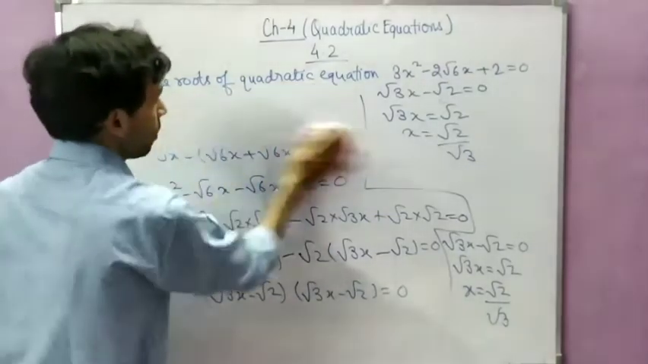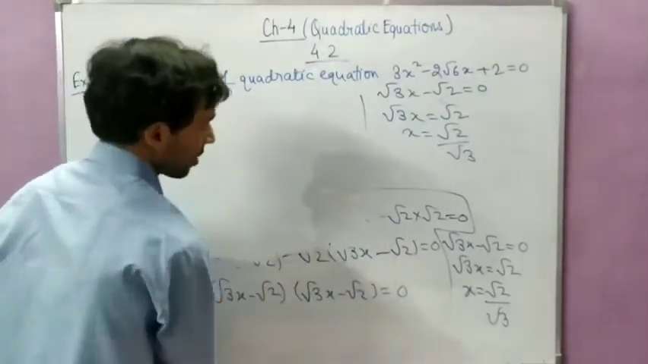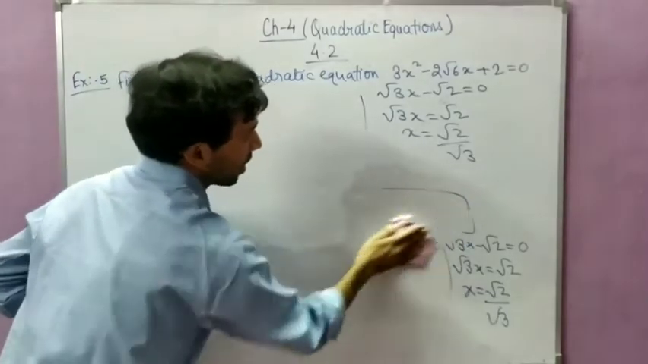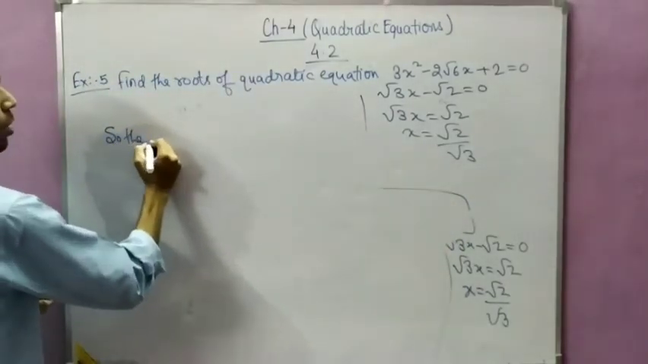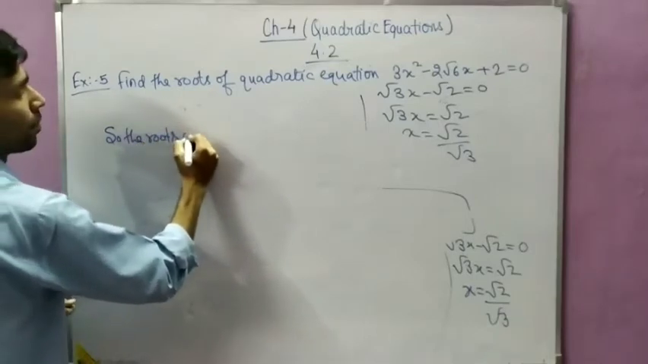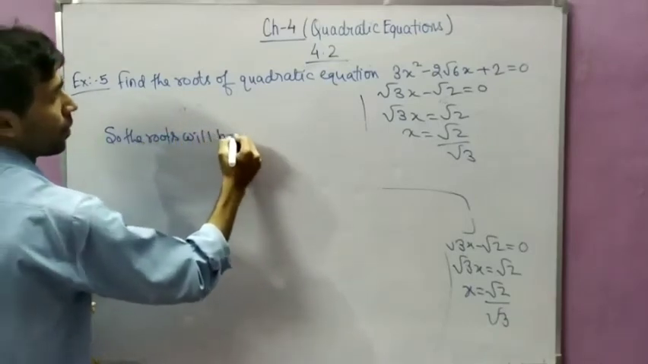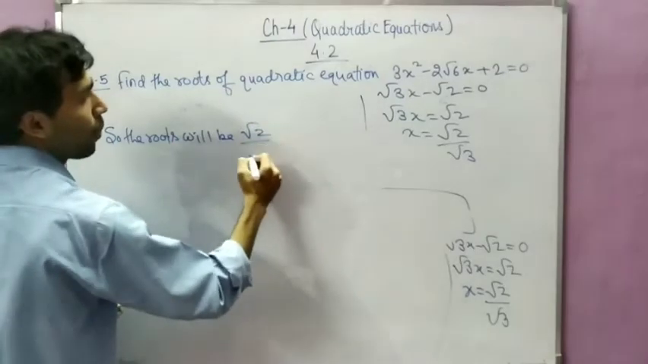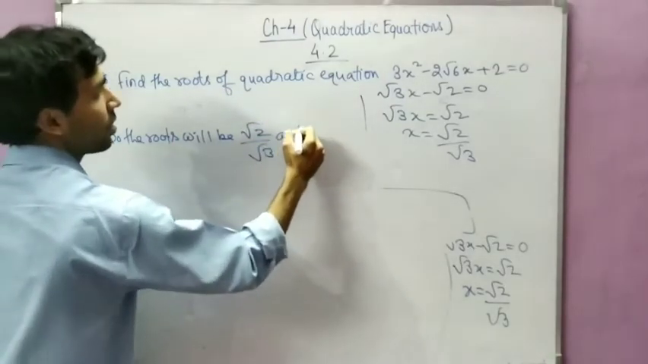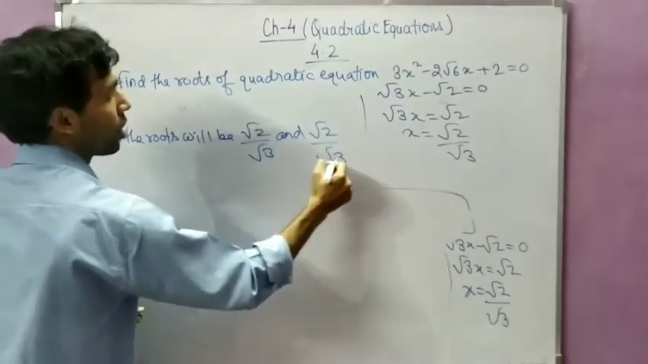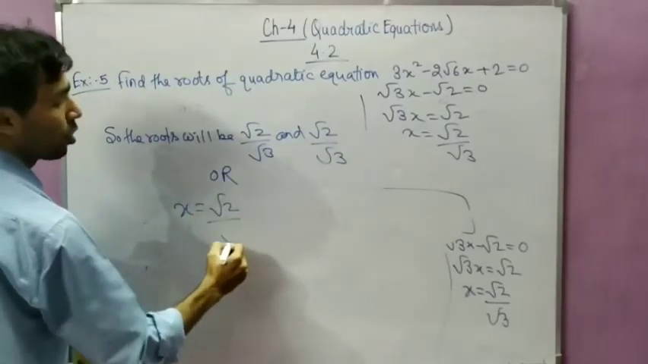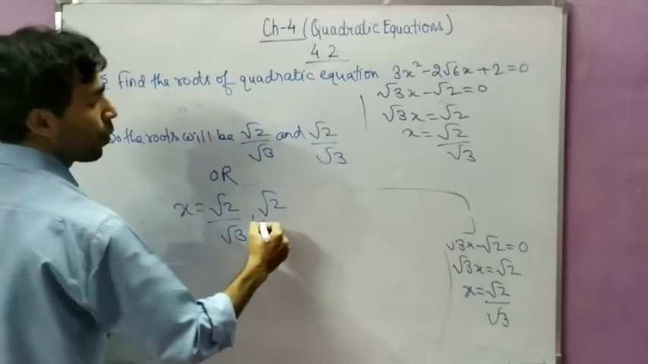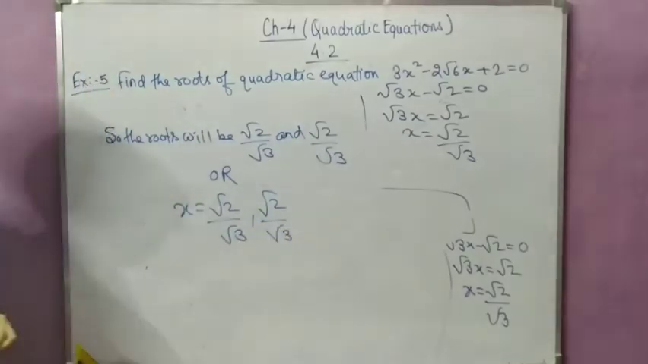In the last line you can write like this. So the roots will be root 2 upon root 3 and root 2 upon root 3, or you can write like this: x equal to root 2 by root 3, comma, root 2 by root 3. Only this much you have to do. Okay.